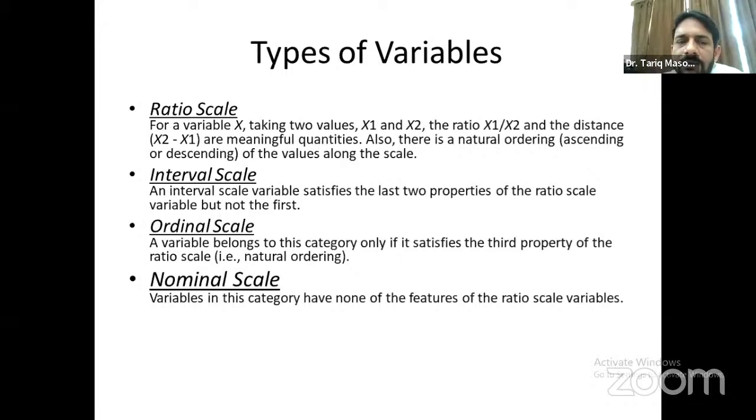Okay. Now next type is ordinal scale variable. A variable belongs to this category if it satisfies the third property of ratio scale, that is natural ordering, but not the first two. It only satisfies the last property. First two are not satisfied. Can you suggest any example of ordinal scale? We all encounter such variables, such categorization.